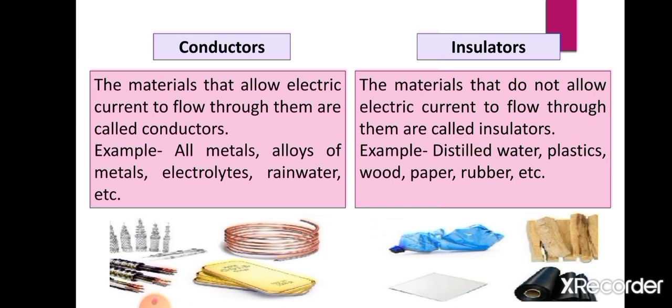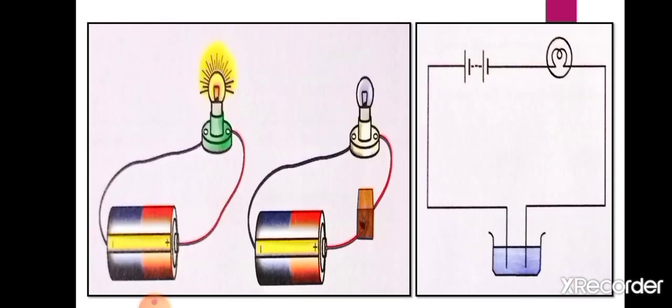Next one is insulators. So materials that do not allow the flow of electric current through them are called insulators. Means these substances do not allow the flow of electric current through them. So the examples of insulators are distilled water, plastic, wood, paper, rubber, etc. These are the examples of insulators.